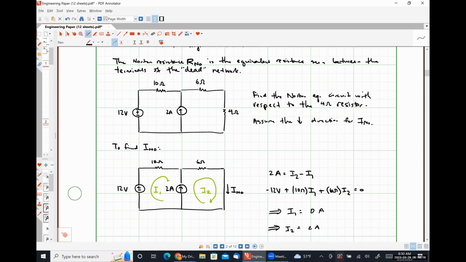Let me double check that system. -1 I1, +1 I2. Yeah, you have to do a super mesh because there's a current source in the middle. Yep. And then -12 plus 10 I1 plus 6 I2 equals 0. I don't see a mistake in my mesh. Anybody else get these results? Okay.